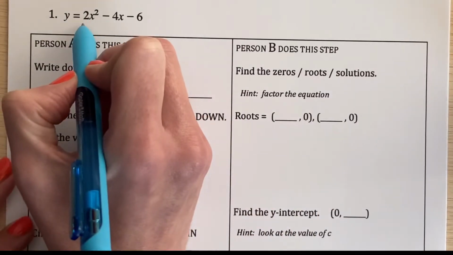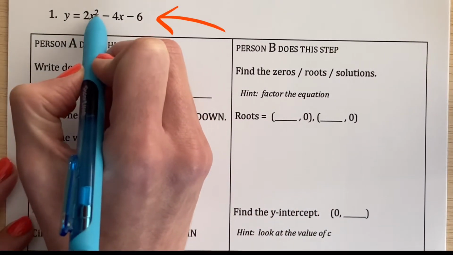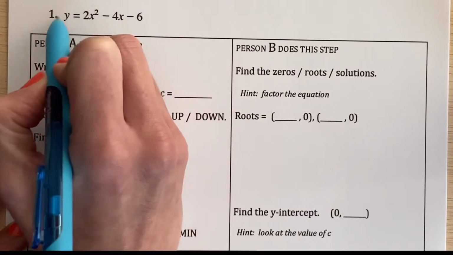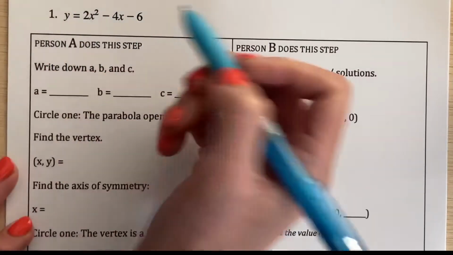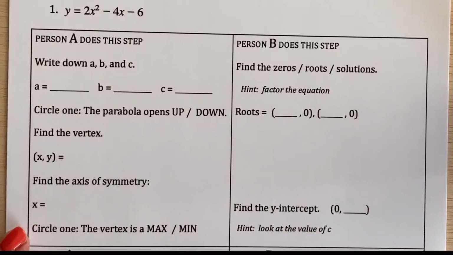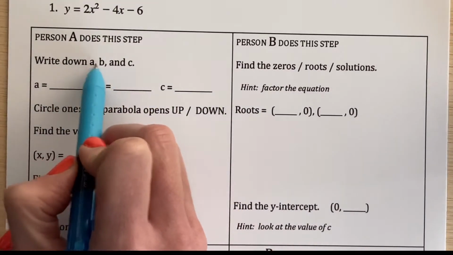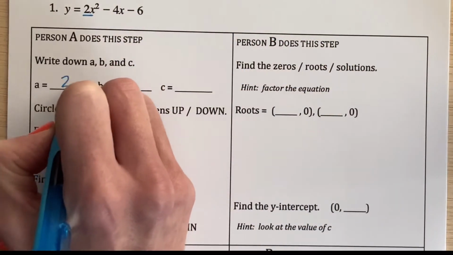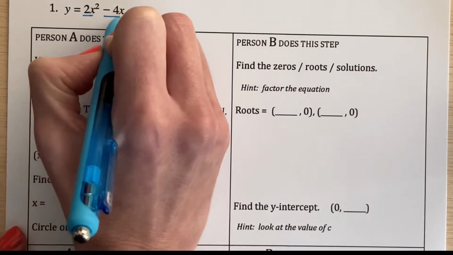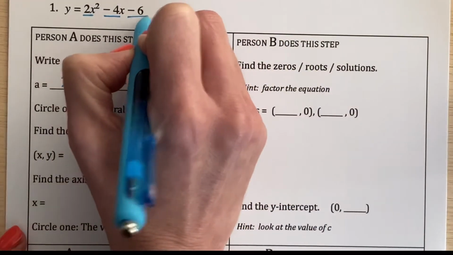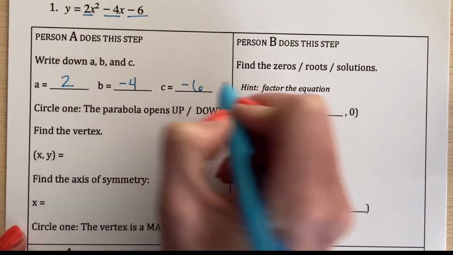This specific parabola is y equals 2x squared minus 4x minus 6. Notice it is in standard form, and we want to graph this. So first things first, let's break it down into some of its key components. Write down what A, B, and C are. Well, A is 2, B is negative 4. Remember, the sign goes with the number. And C is negative 6.